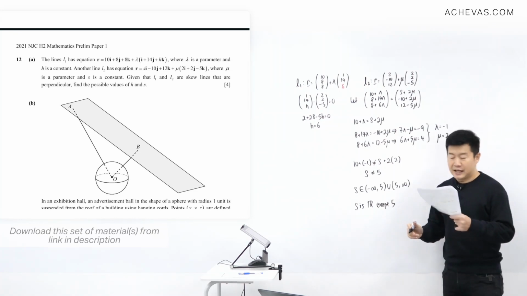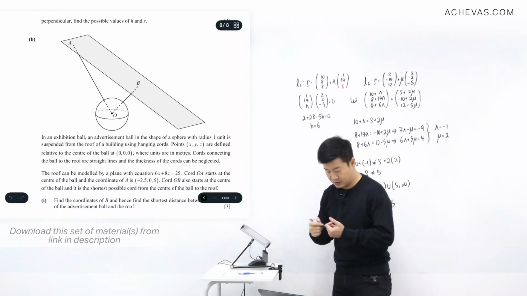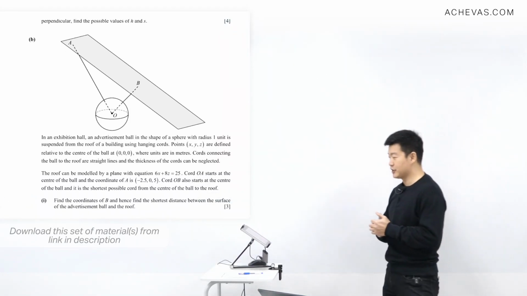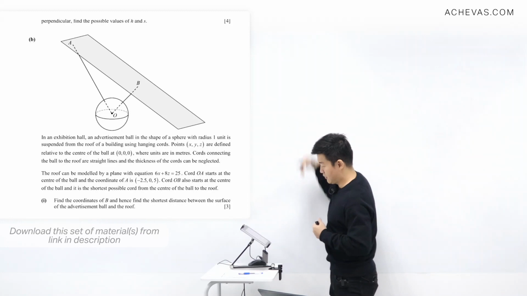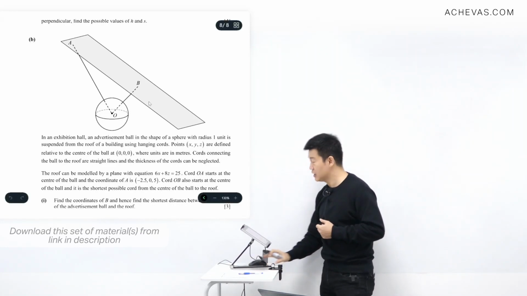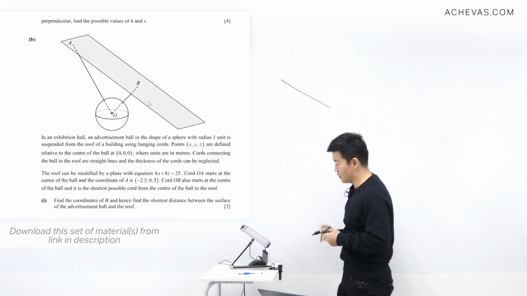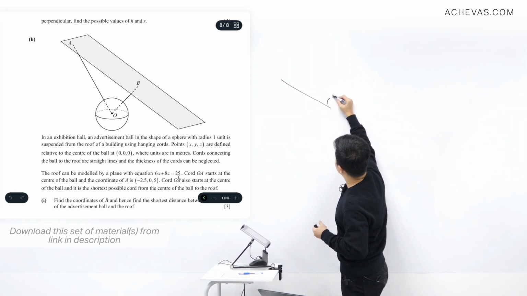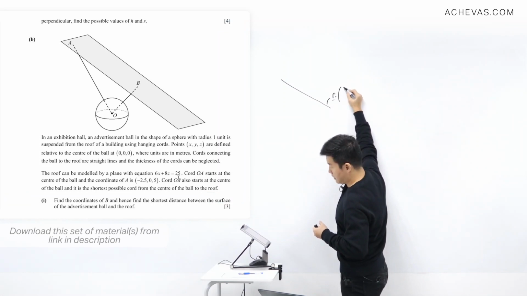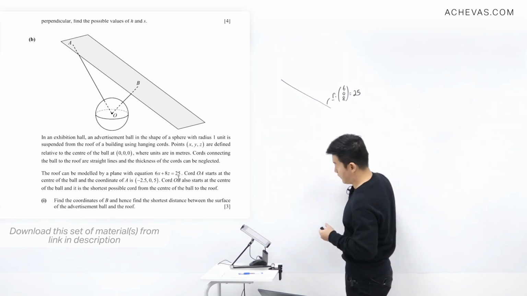Okay. Next, let's move on to B, where we have this diagram over here. Based on this diagram, I'm going to redraw it from the side view. For this roof that the question is mentioning, I'm going to draw it this way. So we have something like this to represent the roof, and according to the question, this roof can be modeled by a plane. The equation is this, so let me indicate it here. This is r dot (6, 0, 8) equals 25.